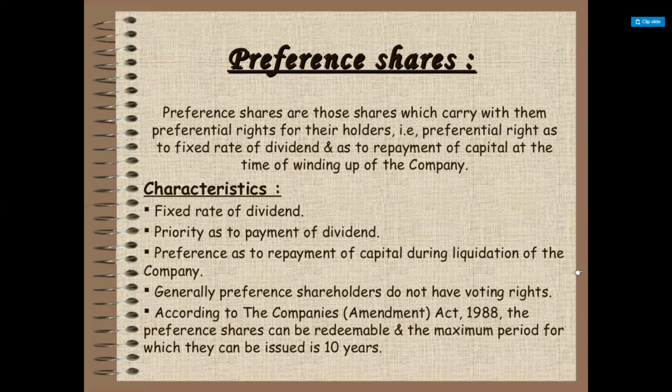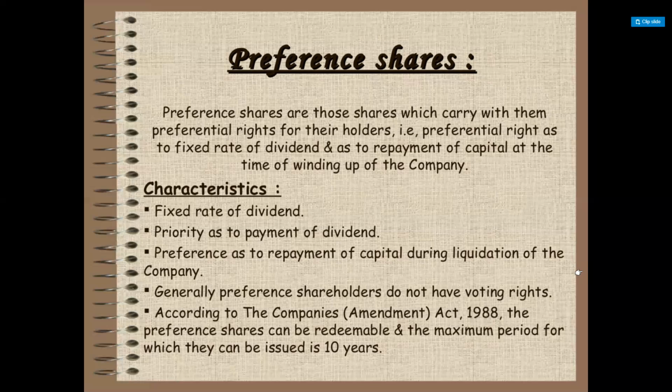The preference shareholders get the benefit of a fixed rate of dividend, and the priority as to payment of dividend is first given to these shareholders. Preference as to repayment of capital during liquidation of the company. Generally, preference shareholders do not have any voting rights. Voting rights are only with the equity shareholders.